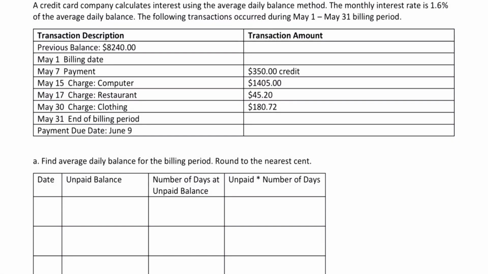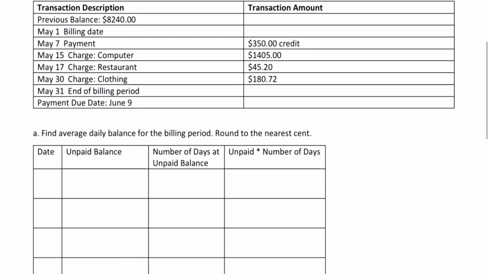In this video, we'll look at how some credit card companies calculate interest, more specifically cards that use the average daily balance method. In this example, we have a monthly interest rate of 1.6% of the average daily balance, and we have certain transactions during the month of May. To calculate the average daily balance, we're going to fill out this table.